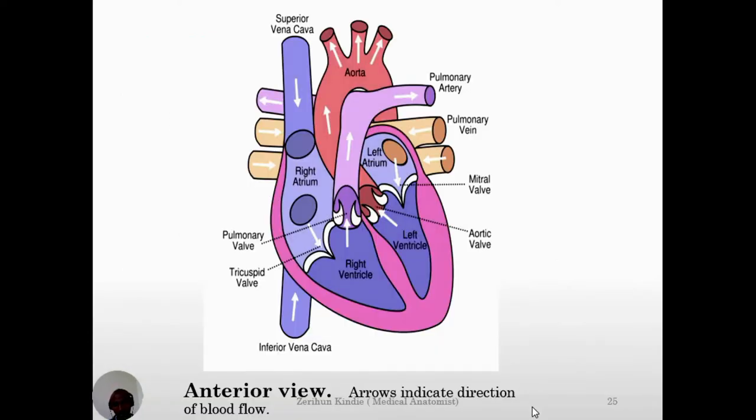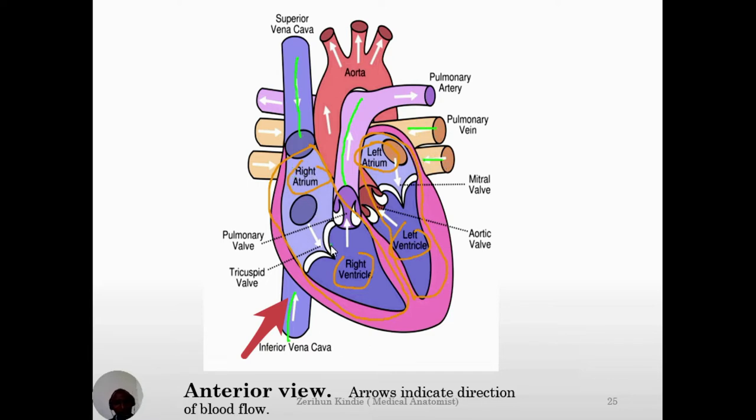Look at this picture. This is the right side of the heart, which is the right atrium and the right ventricle. There is also the left atrium and the left ventricle, which are the left side of the heart. Good. This one is the superior vena cava, and this is the inferior vena cava, and this is a pulmonary trunk, and this is a pulmonary vein.